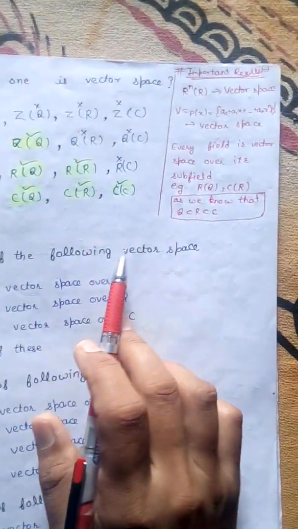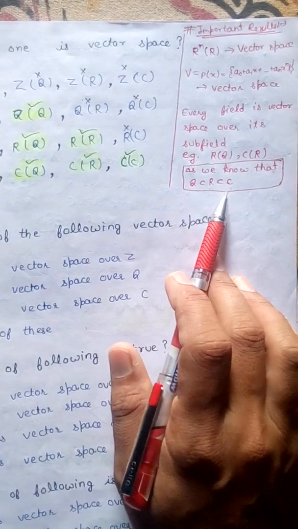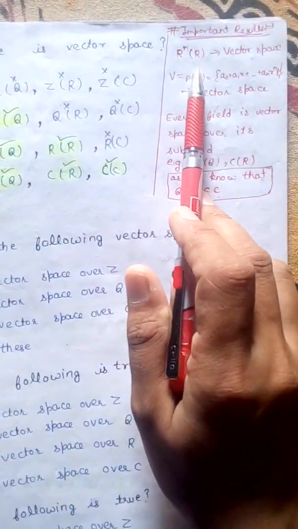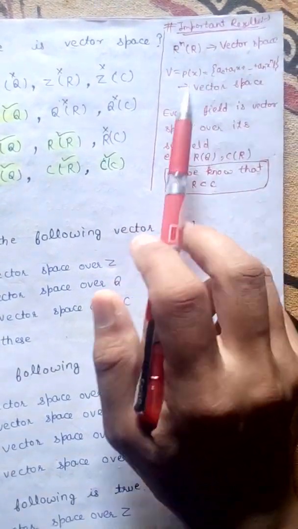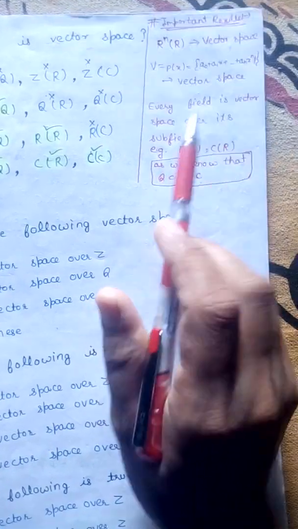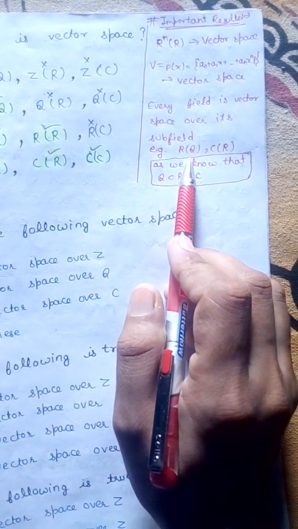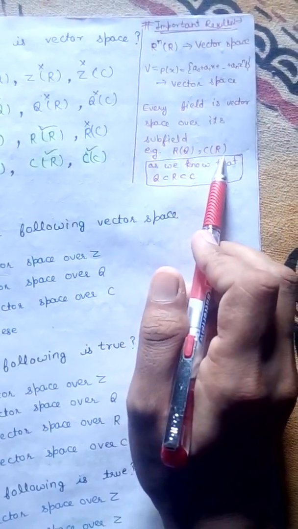Hello everyone. Today we will discuss important results of vector space and some questions on vector space. First of all, Rn over R is a vector space, and the set of polynomials is also a vector space, and every field is a vector space over its subfield. For example, R over Q is a vector space and C over R is a vector space.